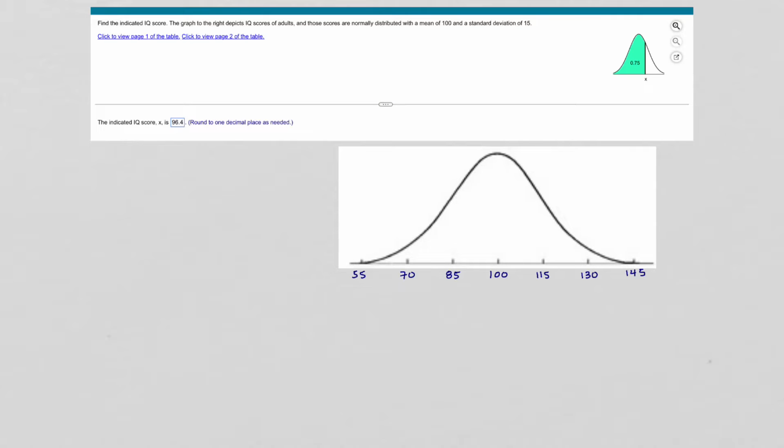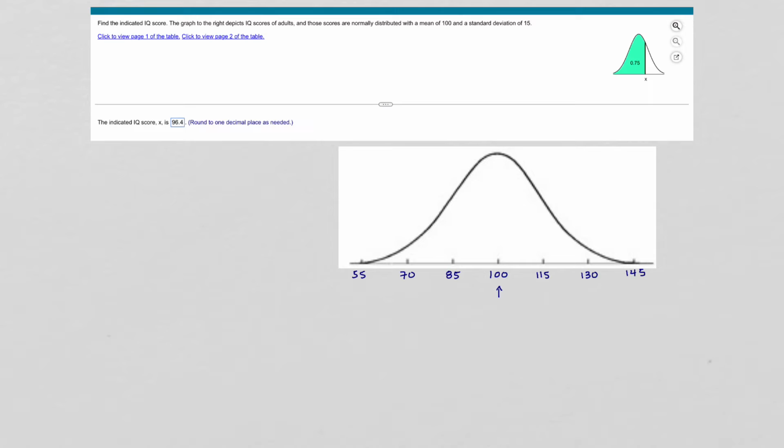In this problem, we want to find the indicated IQ score. So the graph that they provided shows that 75% of adults are falling to the left of the X value that we're looking for. And so I'm going to reproduce that in my normal distribution graph that I have here, and I have labeled the axis with the mean, which is 100. And then each mark represents a standard deviation, so I labeled those as well. We know the standard deviation is 15.